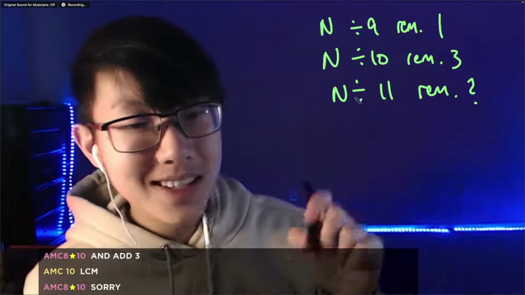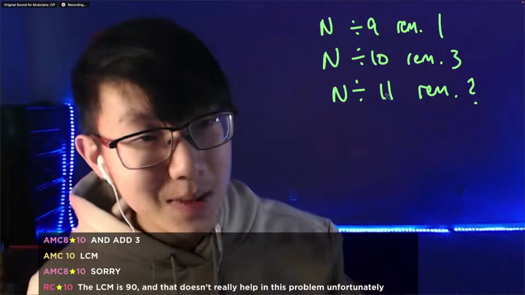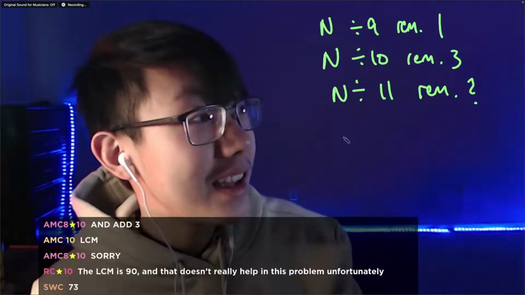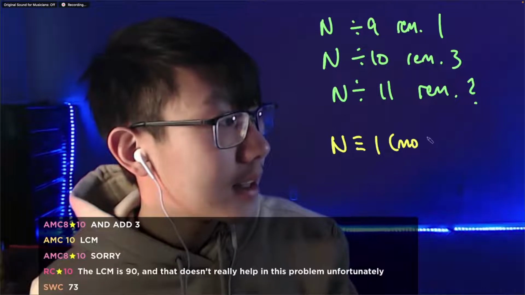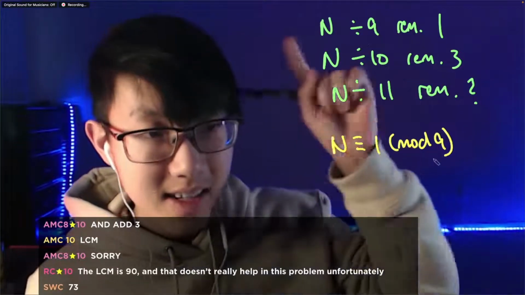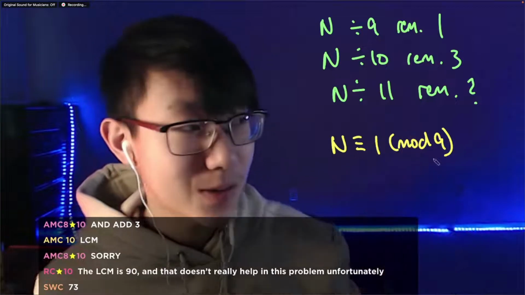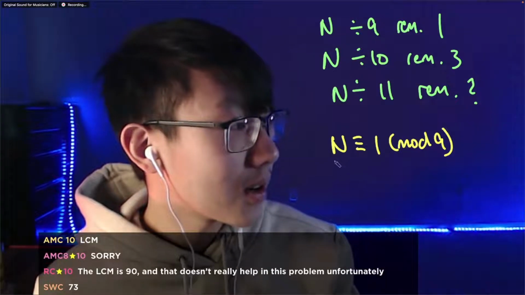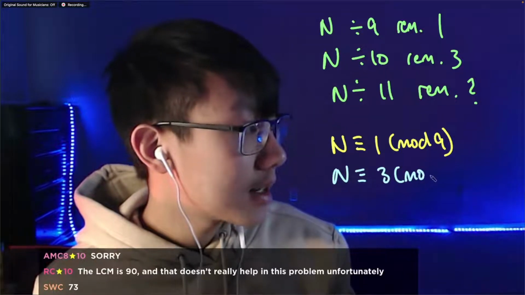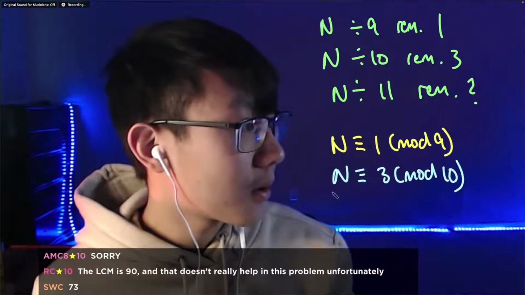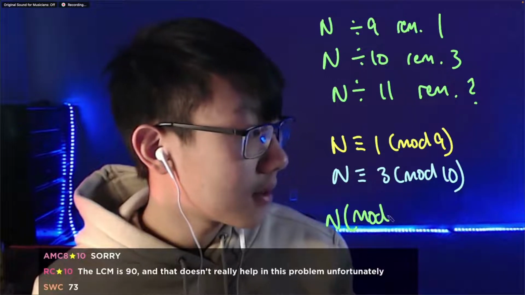I'm going to rephrase this using a special notation called modulo. What these statements are essentially saying is n is congruent to 1 mod 9. It looks weird, but it's literally exactly the same thing. It's saying when it's divided by 9, the remainder is 1. And it's also saying that n is congruent to 3 mod 10. And now we're looking for what is n mod 11?